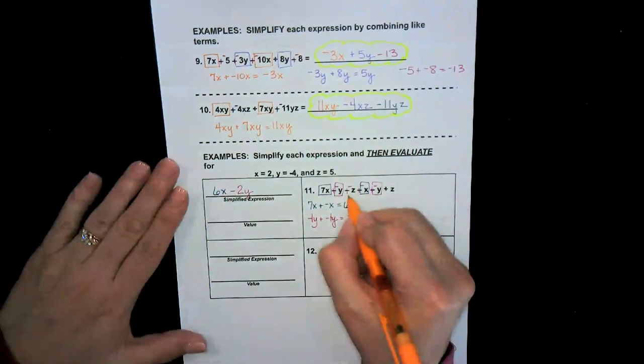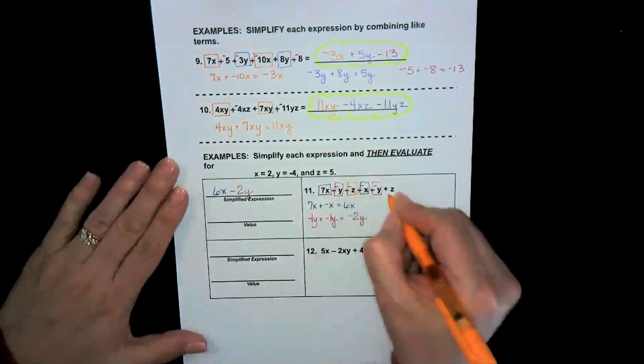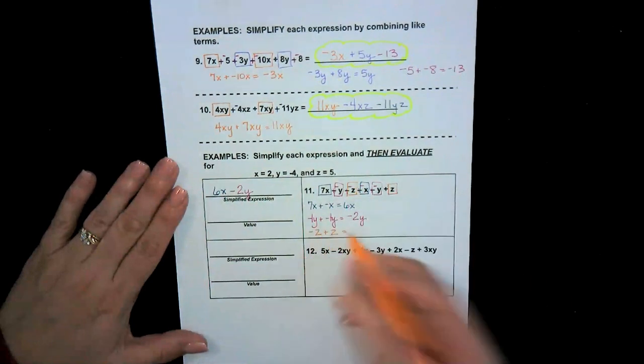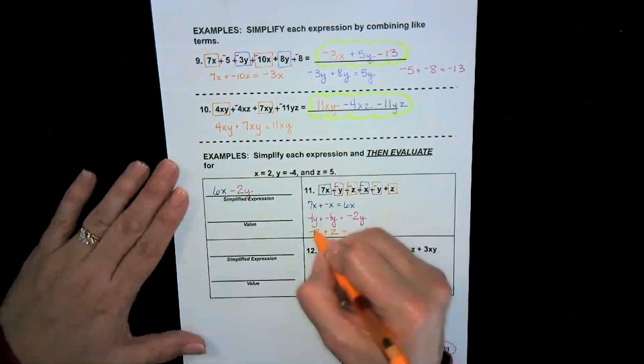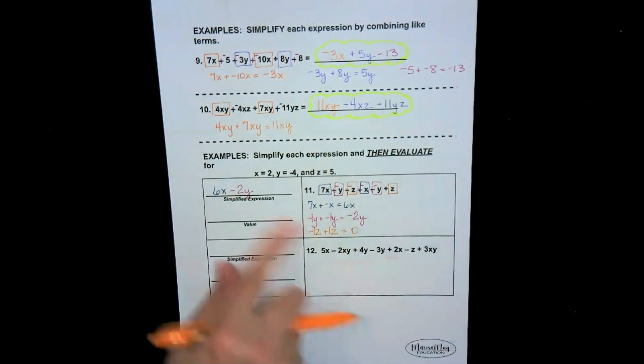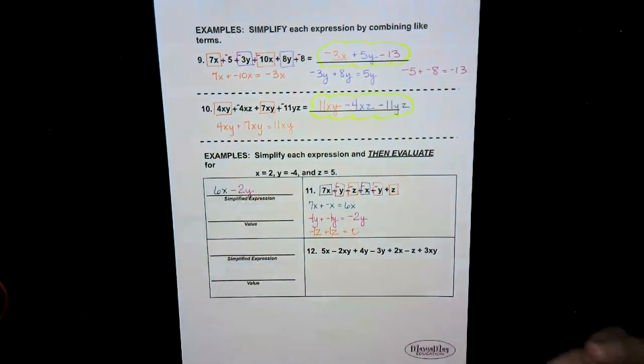And then one more, we'll do negative z plus z. Remember, understood ones there. Negative 1z plus positive 1z is 0. So that's why we're not going to have a z show up in my final answer at all.